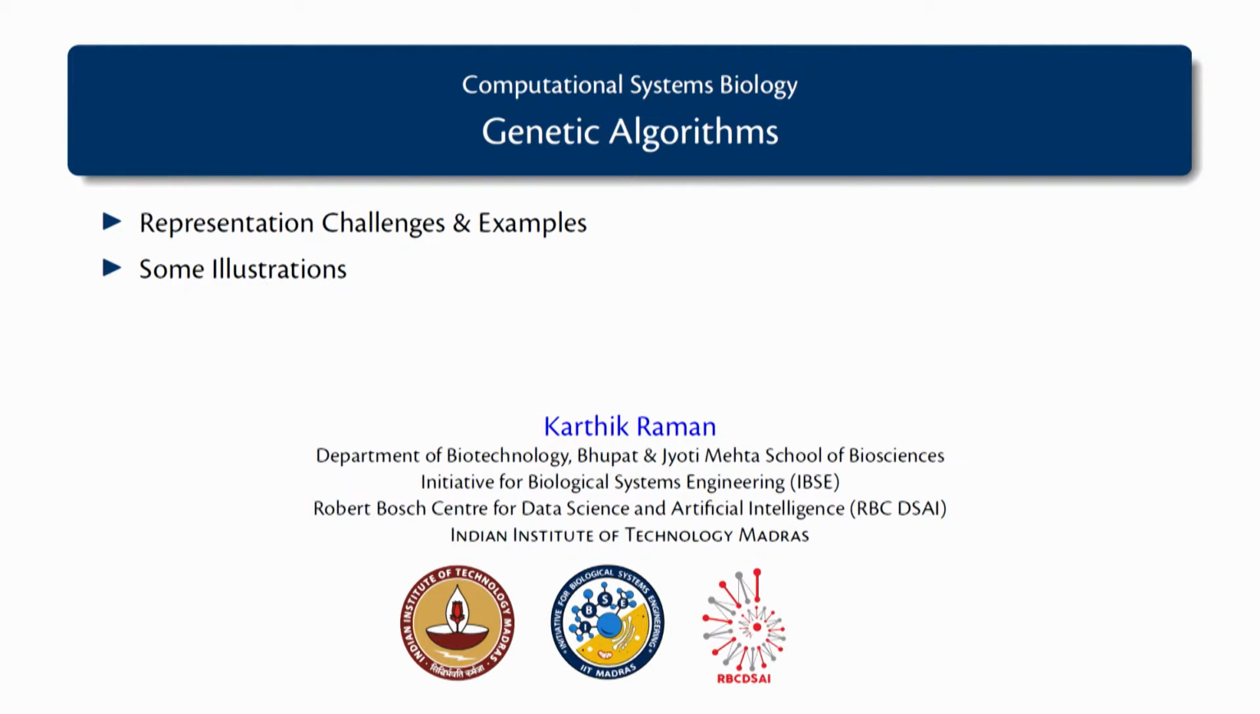In this video, we will continue with our discussion on genetic algorithms, and importantly we will look at what the challenges are in representing data so that it is readily amenable for a genetic algorithm. We will also look at an illustration, a simple example, to see how one can potentially use GAs and how they can lead to convergence to the desired minimum.